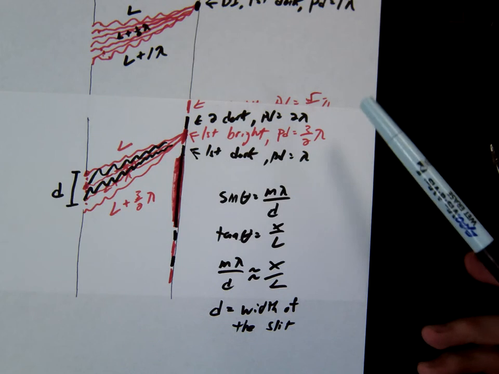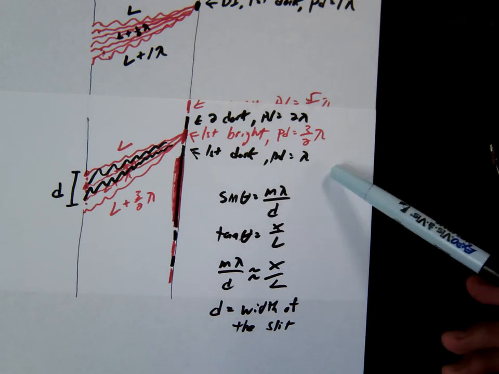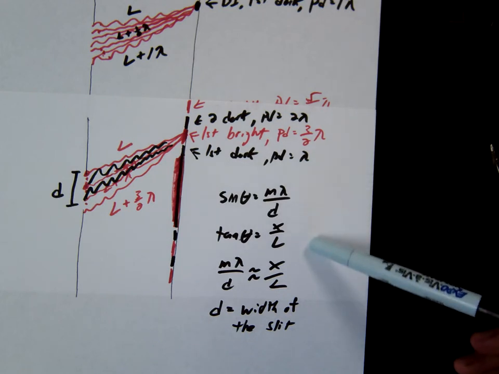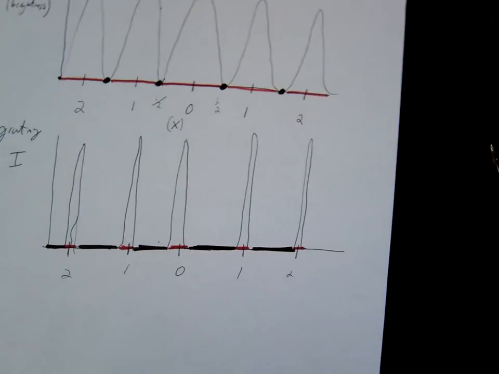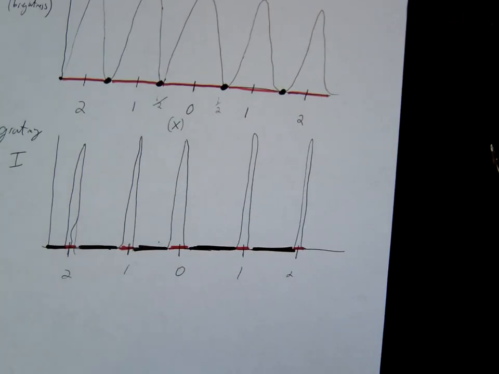D is going to be the width of the slit. Okay, any questions on those? Let's go back to the graph. Let's just do the graph right now, and then we'll do an example problem later.